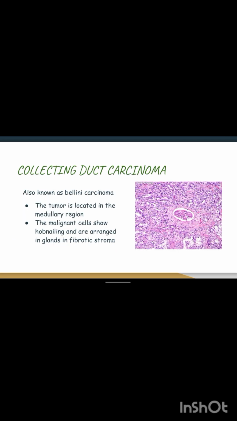Now looking onto the last, that is the collecting duct carcinoma. This is also known as Bellini carcinoma because the collecting duct is known as Bellini duct. The tumor is located in the medullary region. The malignant cells show hobnailing and are arranged in glands in fibrotic stroma. Hobnailing is a feature of this carcinoma. Here we can see the collecting duct carcinoma.